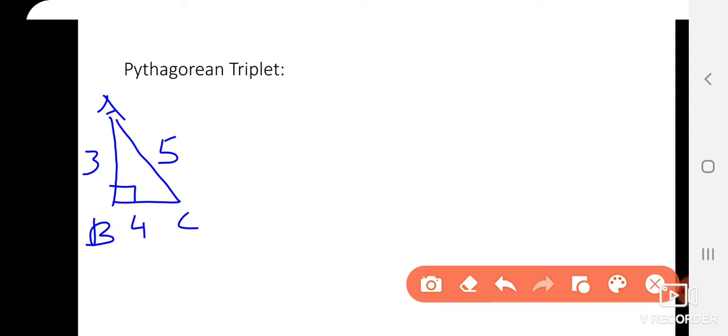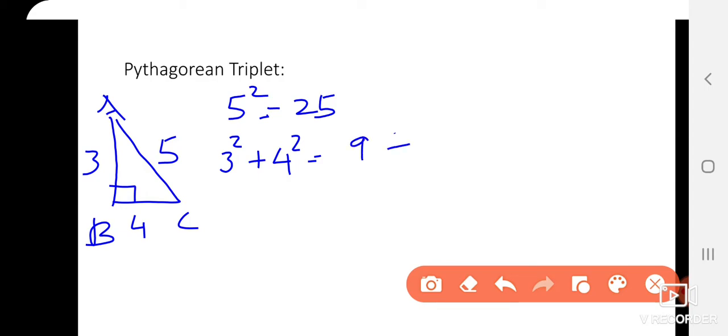Now what is a Pythagorean triplet? In any right angle triangle, the hypotenuse is always the largest side. Let us take the square of the hypotenuse, that is 5 square is 25. And then the sum of the squares of the remaining two sides, that is 3 square plus 4 square. Now 3 square is 9 plus 4 square is 16 and 9 plus 16 is 25.